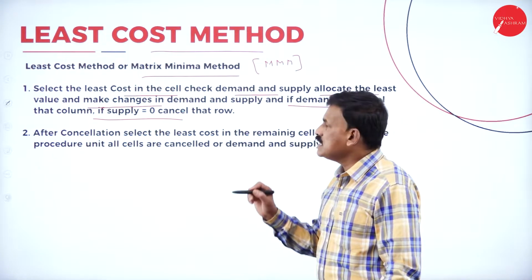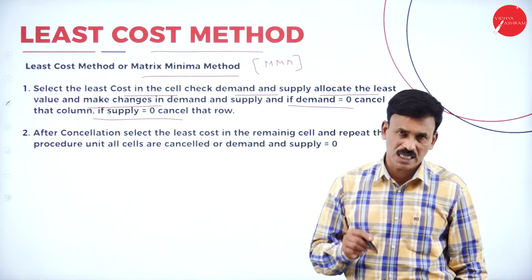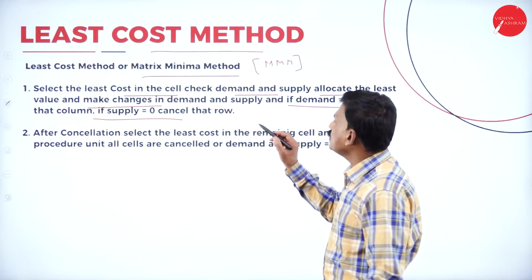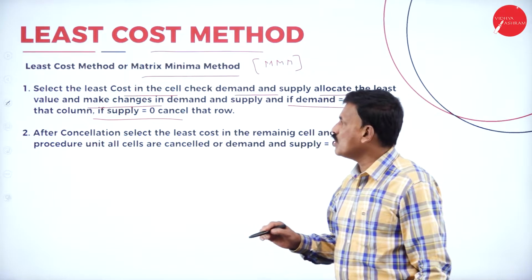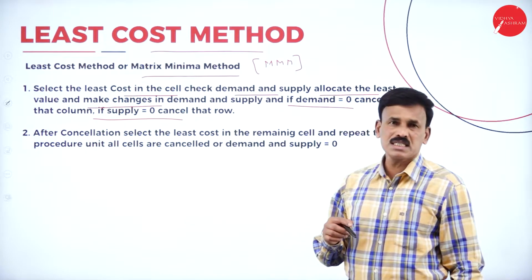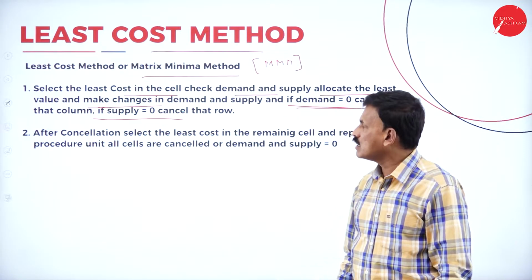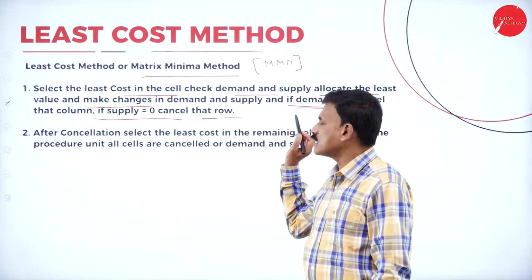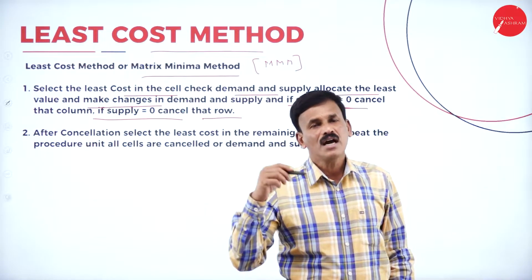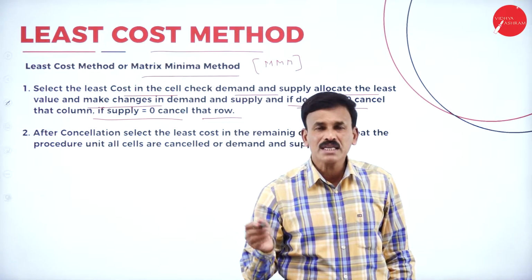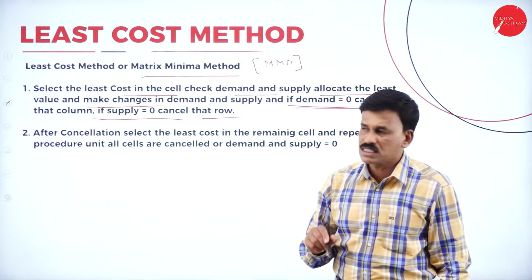So, select the least cost in that cell. First, identify the least value in the entire cell, and check the demand and supply, allocate the least value and make the changes in demand and supply. If the demand is 0, cancel that particular column. If the supply is 0, cancel that particular row. So, here we are going to select the least value in the cell, and by verifying the supply and the demand, the minimum value is going to be allocated in that particular least value cell.